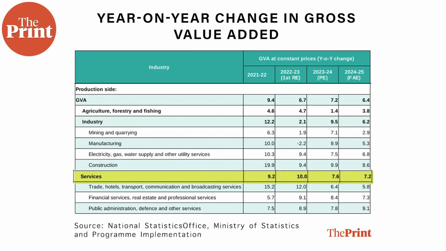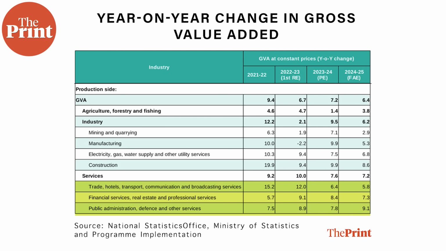Overall, services have seen only a marginal dip, it's around 7.2% overall. But there is the big segment, trade, hotel, transport, and communication, that has shown a decline. But what has shown an increase is the public administration and defense sector, which has shown an increase to 9.1% as compared to the previous year. And it's not clear what has resulted in this increase in this particular segment.